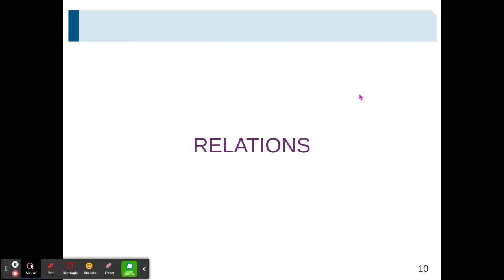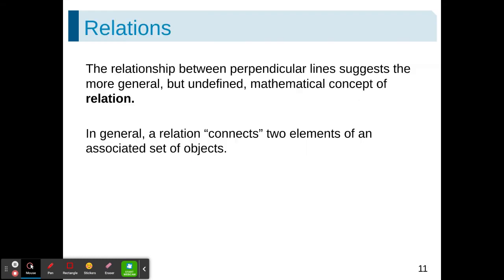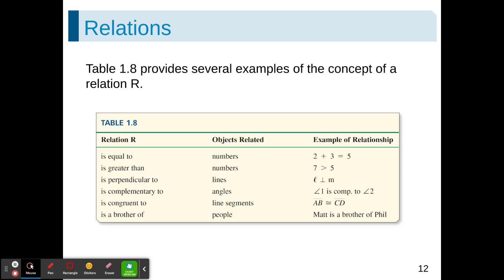So from the same section, we jump into this idea of relations. So let's see what's going on here. Relations, the relationship between perpendicular lines, suggests that more general but undefined mathematical concept of relation. In general, a relation connects two elements of an associated set of properties, or objects, excuse me.